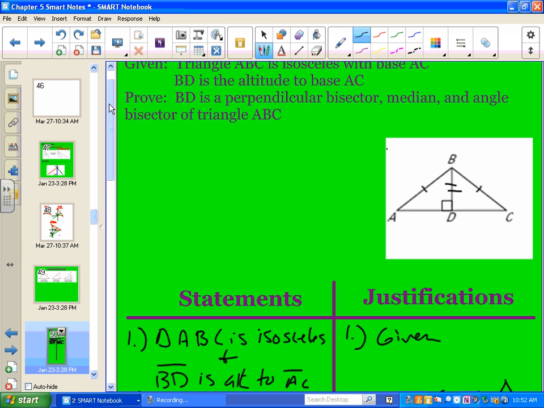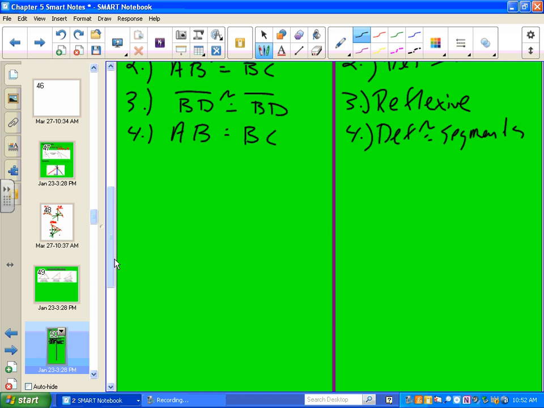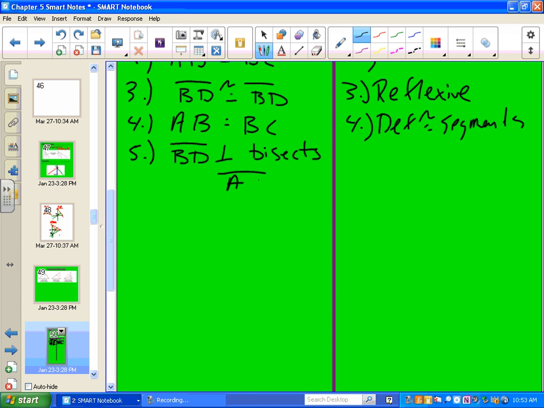So what can we say about B? Kara. So what's BD going to be then? Yep, BD is a perpendicular bisector to AC. Justification for that. Amber. Very good. Okay, that's one of the proofs.